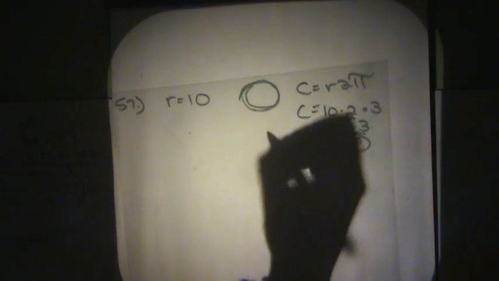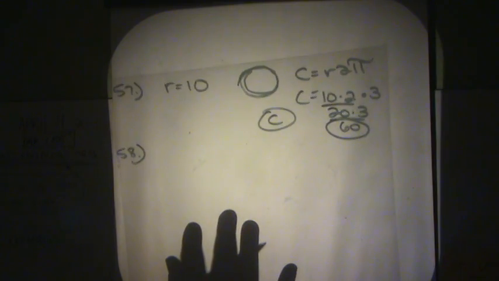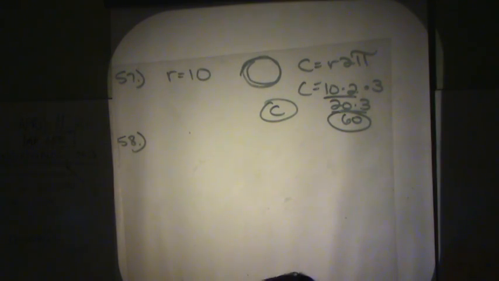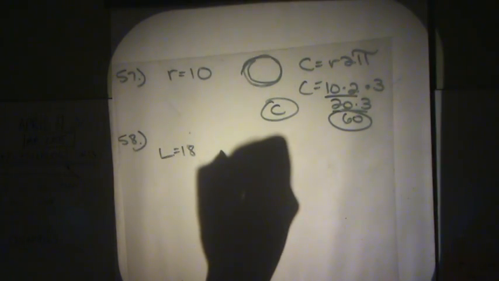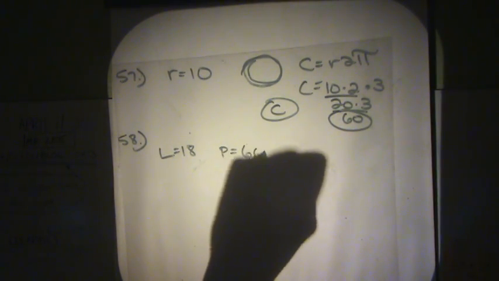So we're going to do 10 times 2. And it says to estimate, right, or approximate, so we're going to multiply 3 for pi. 2 times 10 is 20. Times 3 is 60. And that will be C. Make sure I'm on the right number. I'm not getting off again, sorry, like yesterday. 58.